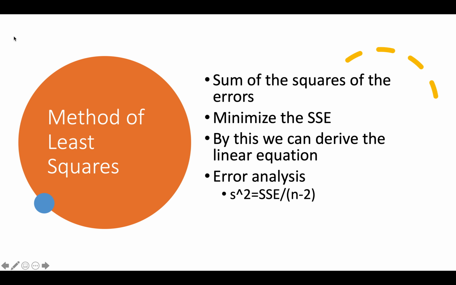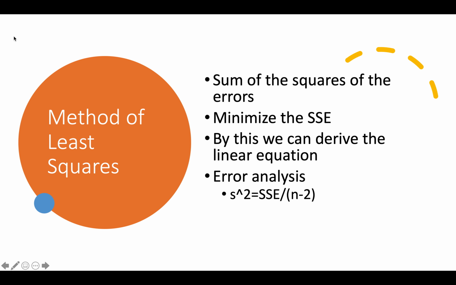Now, we want to use the method of least squares to find the best fit data line. So in order to first do that, we would find the sum of the squares of the errors and minimize the SSE, which is the abbreviation for sum of the squares of the errors. And by minimizing the SSE, which is the distance from the point to the line of best fit, we can derive the linear equation.